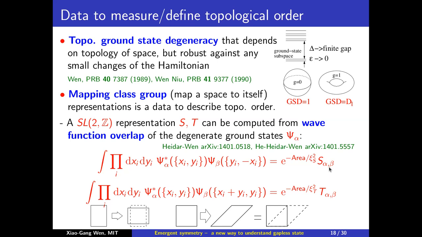Similarly, we can do the shear deformation: x goes to x plus y, y goes to y. We compute the overlap for this shear deformation. We have a similar story: there's an exponentially small term we remove, and we look for the constant, area-independent term. That is the T matrix. And this ST matrix actually becomes a very detailed description of a topological order. Almost one-to-one, but not quite. So we can say this ST matrix is the data that describes a bulk topological order very quantitatively.